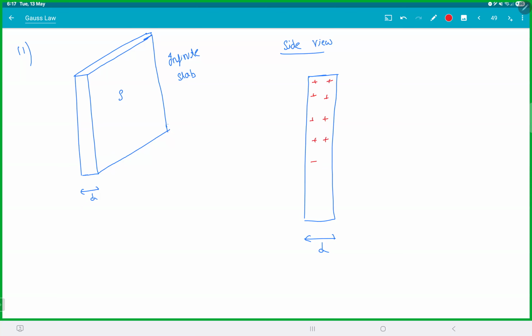Think of your bread ka slice. If you look at your bread ka slice from the side view, it looks like this. So taking center as origin, x is equal to 0. So this is x. Find the field as a function of x. Meaning if you take x less than d by 2, it will be inside. The x greater than d by 2 will be outside. So find the field inside the slab and outside the slab. It's an infinite slab in every direction.